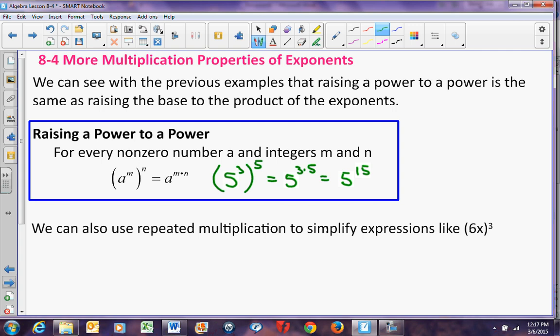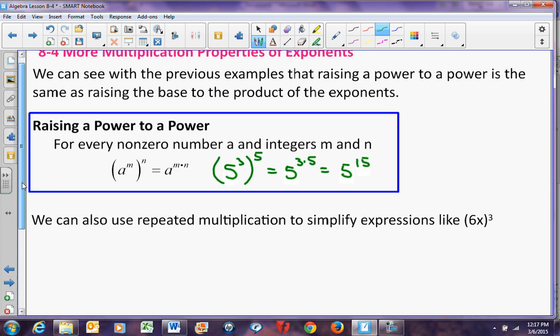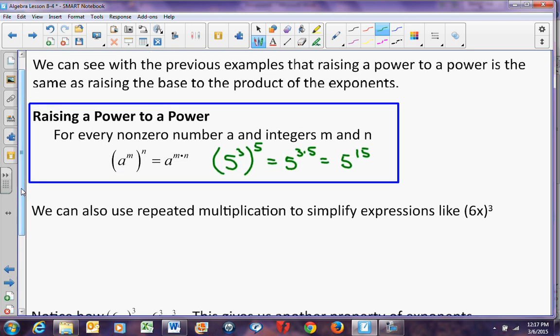Now that property helps us go a little bit further. We can use repeated multiplication to simplify an expression like 6x quantity to the 3rd power. By the way, when I say quantity, that means whatever I just spoke is in a parenthesis. That's what the term quantity means. So 6x quantity means that 6x is in a parenthesis. To the 3rd power means that everything is raised to the 3rd power. This is the same thing as saying 6x times 6x times 6x.